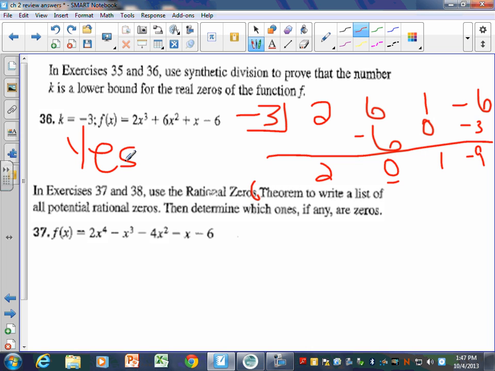There's one question on your test like that, so I don't remember which one I gave you, whether the positive or the negative, but it's just checking and showing that you know how to do synthetic division.